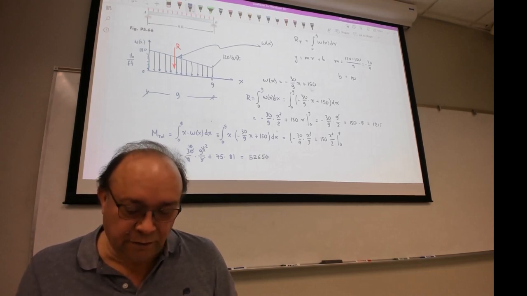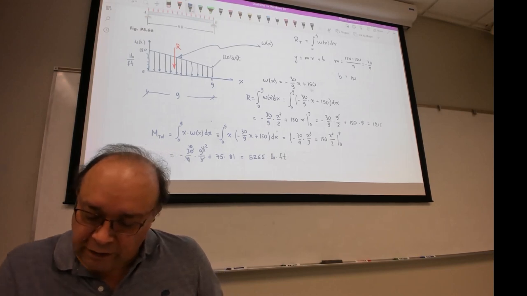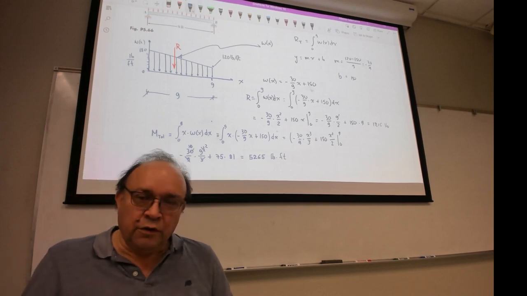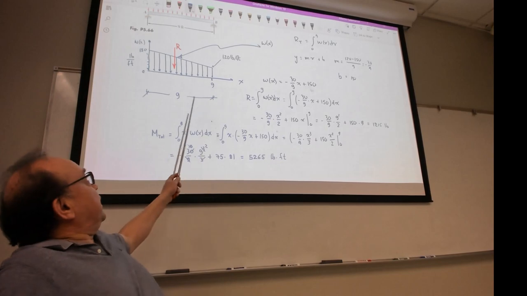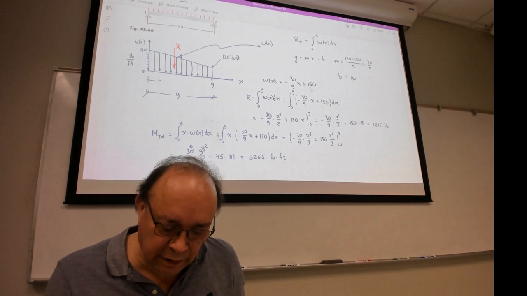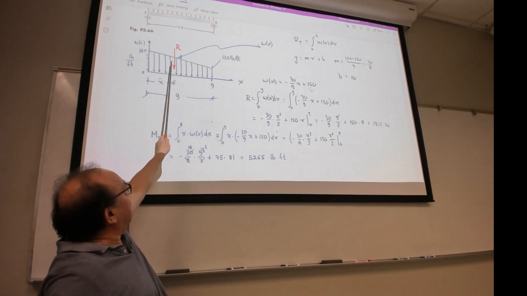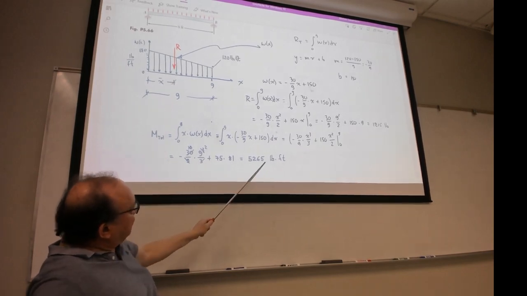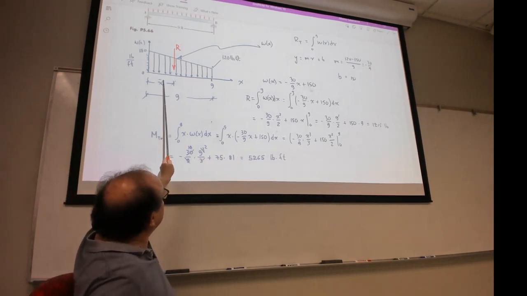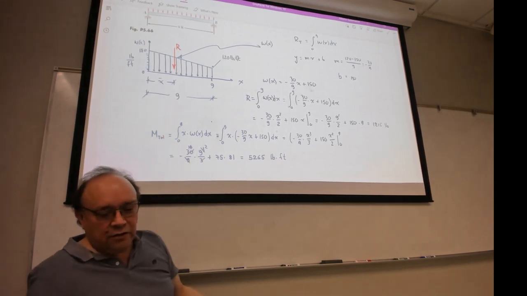5265, in units of pound-feet, because that's a moment, and the resultant is 1215 pounds. So if I want the location x bar of this resultant, x bar times R has to be equal to 5265. The moment of this force multiplied by this distance has to be equal to the moment of all the little forces all over the place.